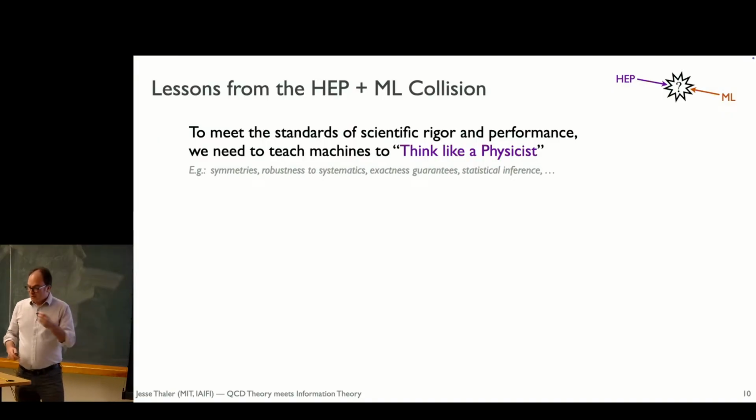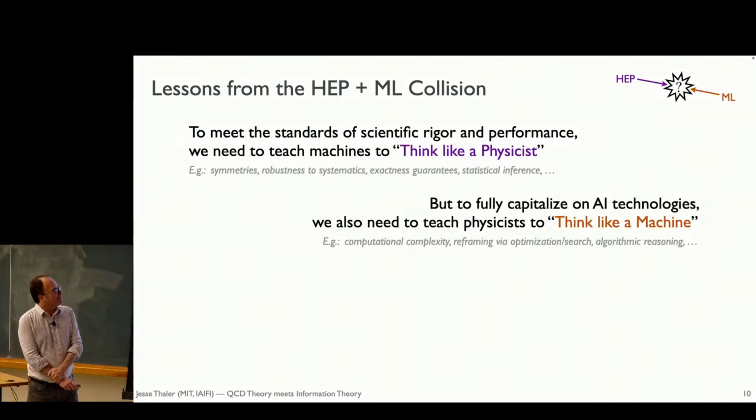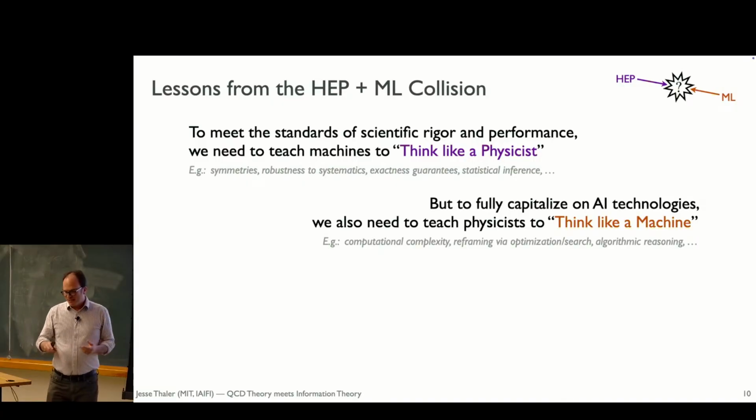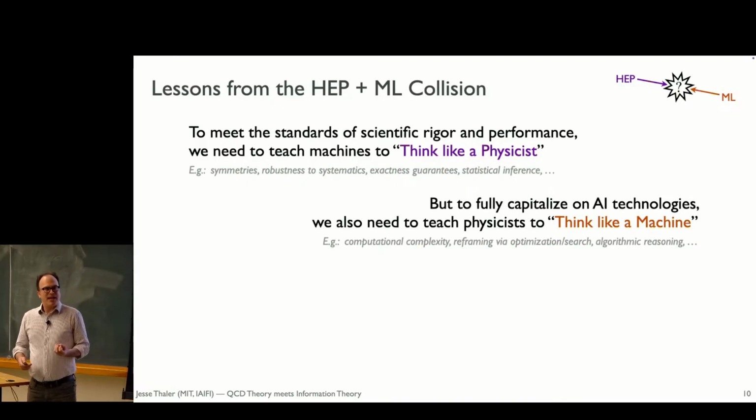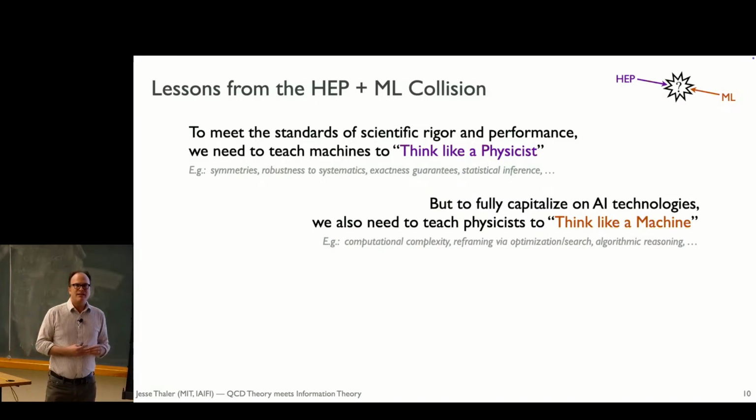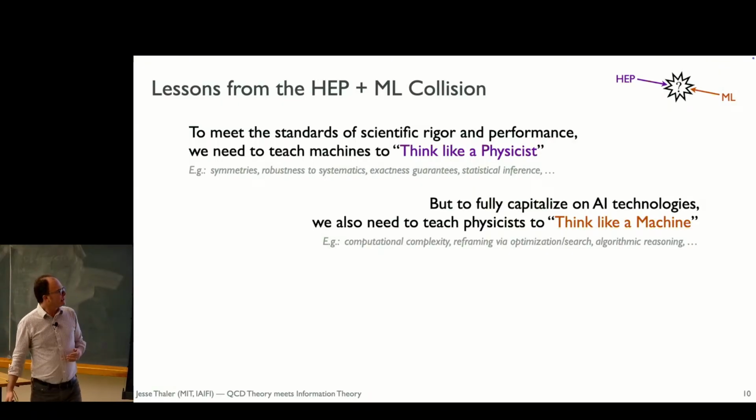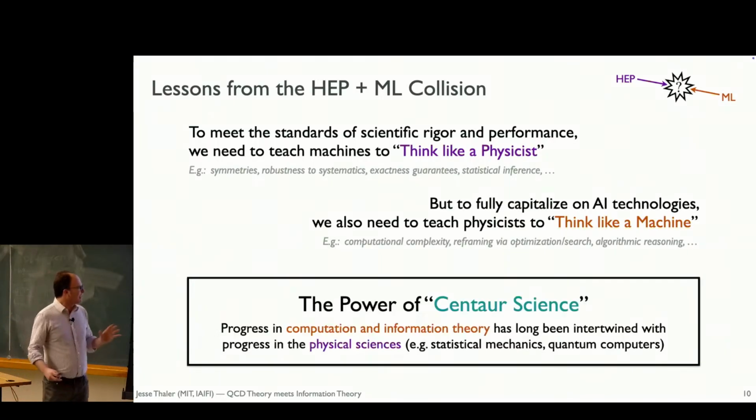But then there's this other direction, which is maybe more uncomfortable, which is that to fully capitalize on AI technologies, we also need to teach physicists to think like a machine. And again, this makes me feel a little bit uncomfortable because now I have to learn a new language. But as you'll hopefully see, this more abstract framing turns out to be relevant for a variety of types of problems. And this two-way street between physics and machine learning, I've been calling centaur science.